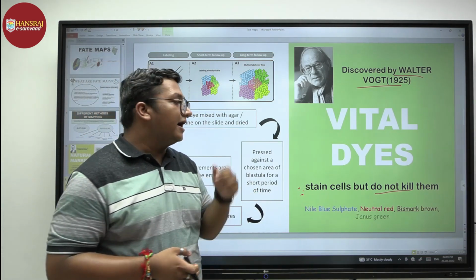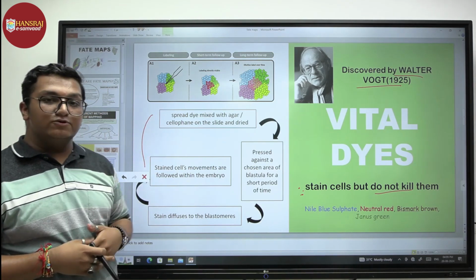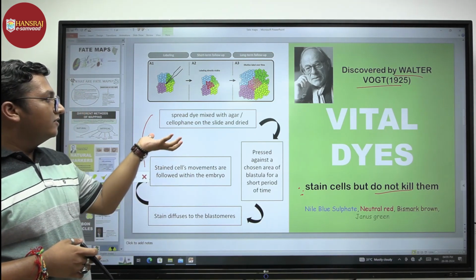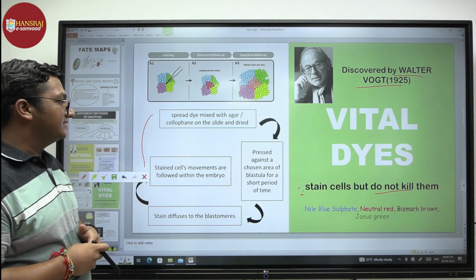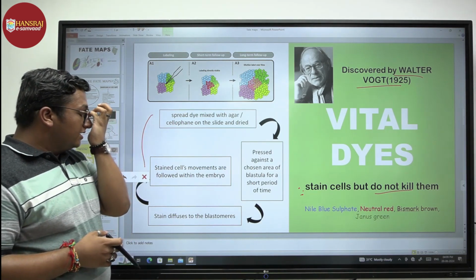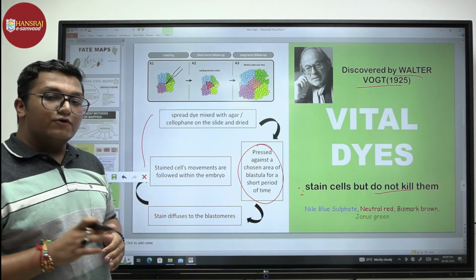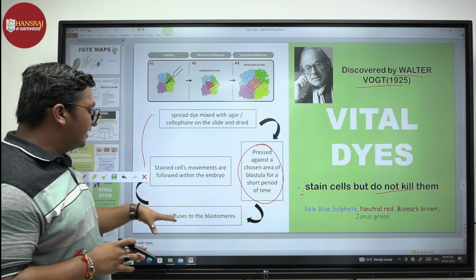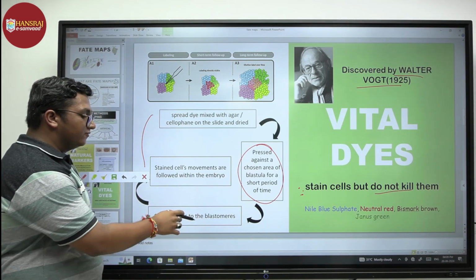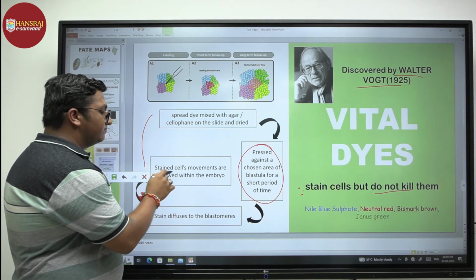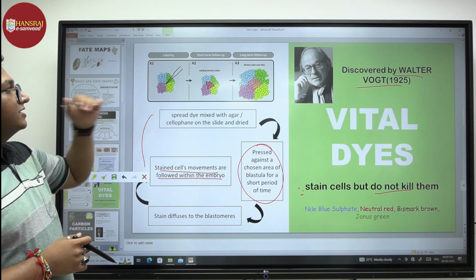and Janus green. And I have also mentioned a protocol here on how we can use these vital dyes. First of all, we make an agar mixture of a dye and put it on a cellophane. We'll press it on the chosen area of the blastula for a short period of time so that the stain diffuses into our blastomeres. Then when the stain diffuses into the blastomere, we can easily study the cell movements which are followed within the embryo, as you can see here.